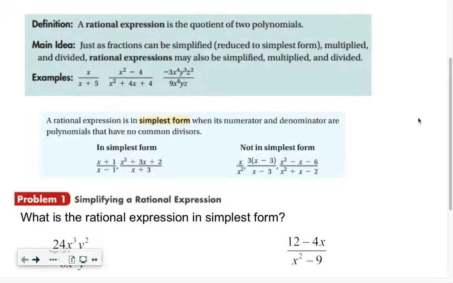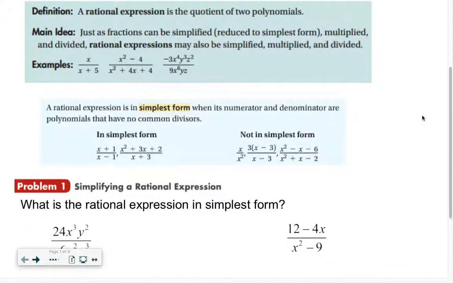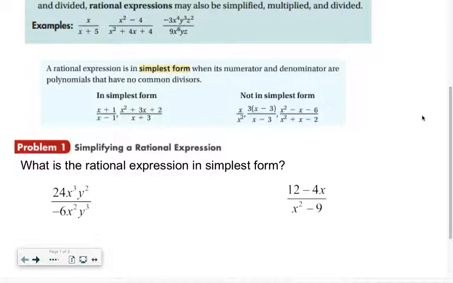Okay, rational expressions are just like what we're used to seeing. They're functions. They're things that have x's in them. Rational means that we're dividing two expressions that have x's in them. So stuff like x over x plus 5, that's a rational expression. Pretty much anytime you have an x divided by an x, you have a rational expression.